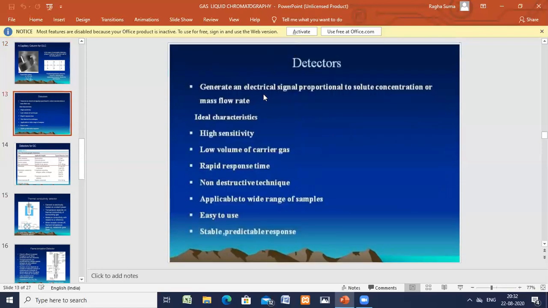Generally, the detector gives an electrical signal proportional to the solute concentration or the mass flow rate. The ideal characteristics are: high sensitivity, low volume of the carrier gas, rapid response time, and a non-destructive technique. It should be applicable to a wide range of samples, easy to use, stable, with a predictable response.